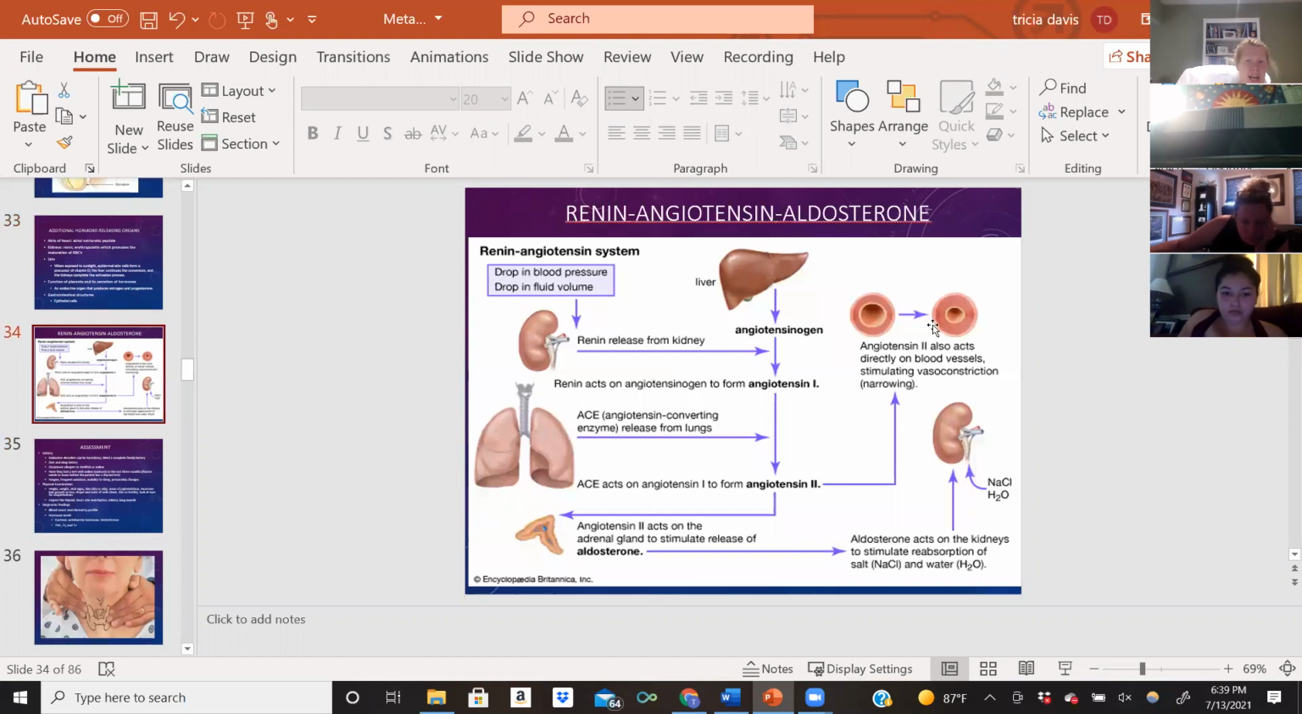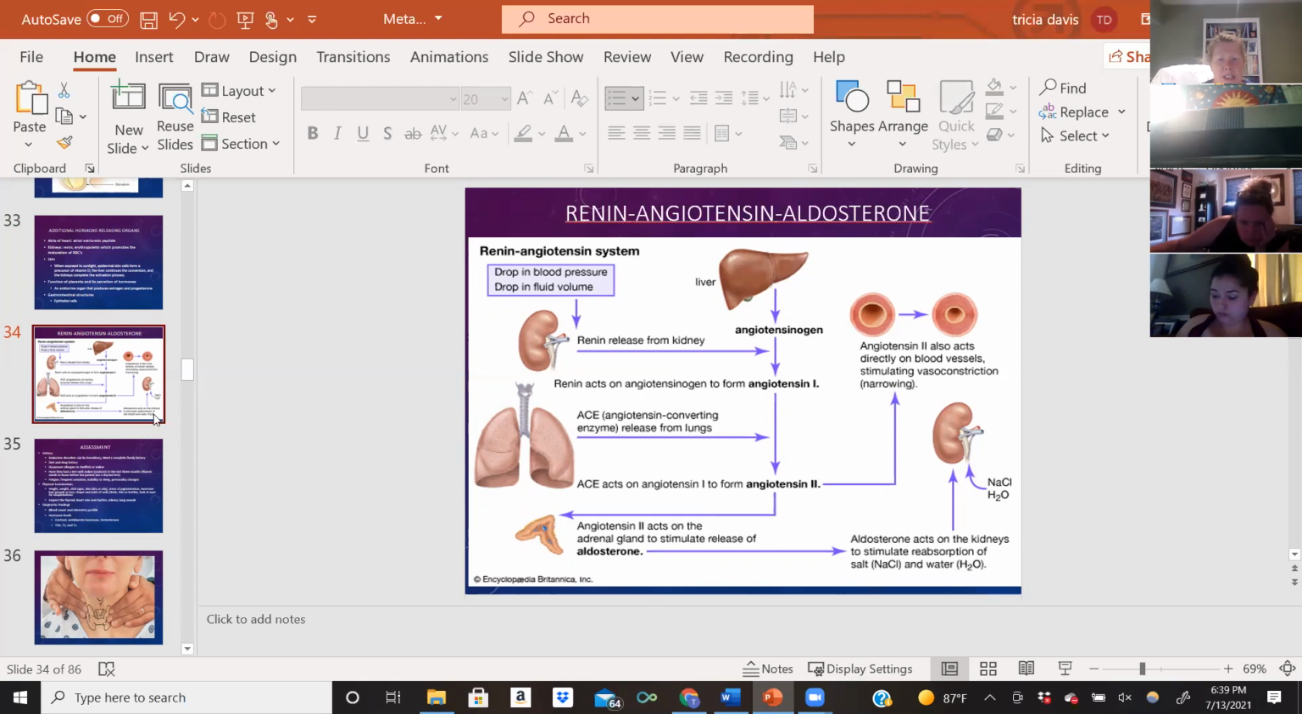So this is that renin-angiotensin-aldosterone system. So it's that feedback system. When we see a drop in our blood pressure or a drop in our fluid volume, our body is going to have renin that is released from the kidneys.